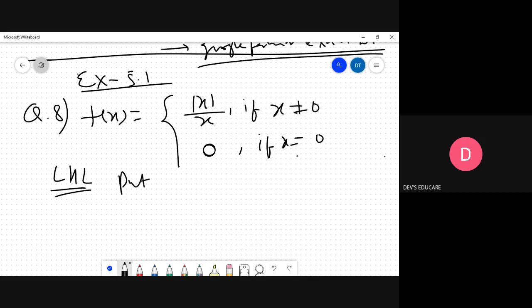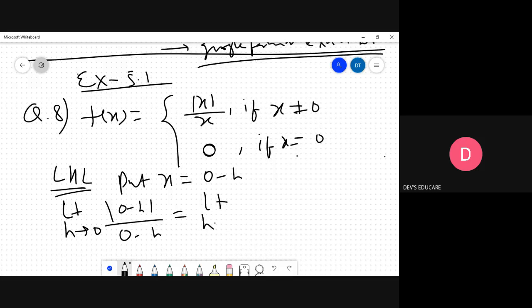Put x equals 0 minus h. So limit h tends to 0, mod of x, that is mod of 0 minus h, upon 0 minus h, that becomes limit h tends to 0, mod of h upon minus h, which becomes limit h tends to 0, h upon minus h. Answer is minus 1. Is it? Yes, sir.